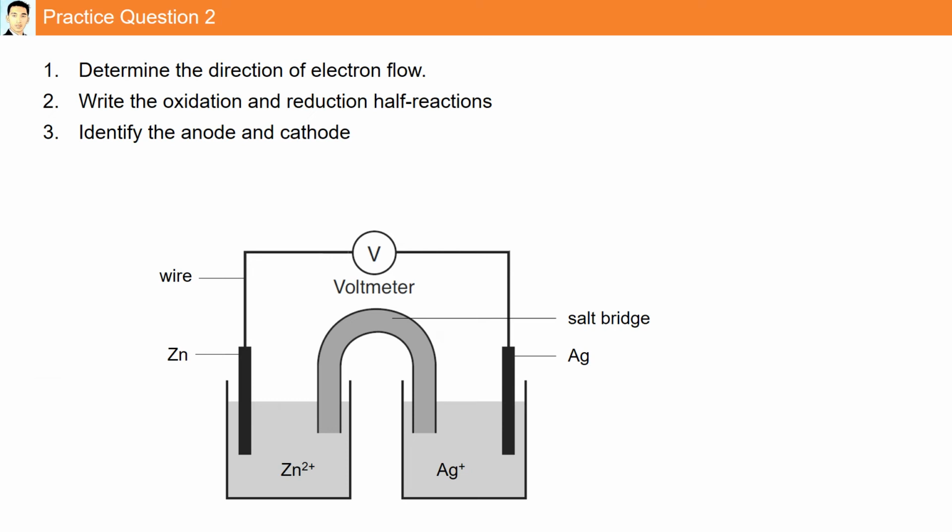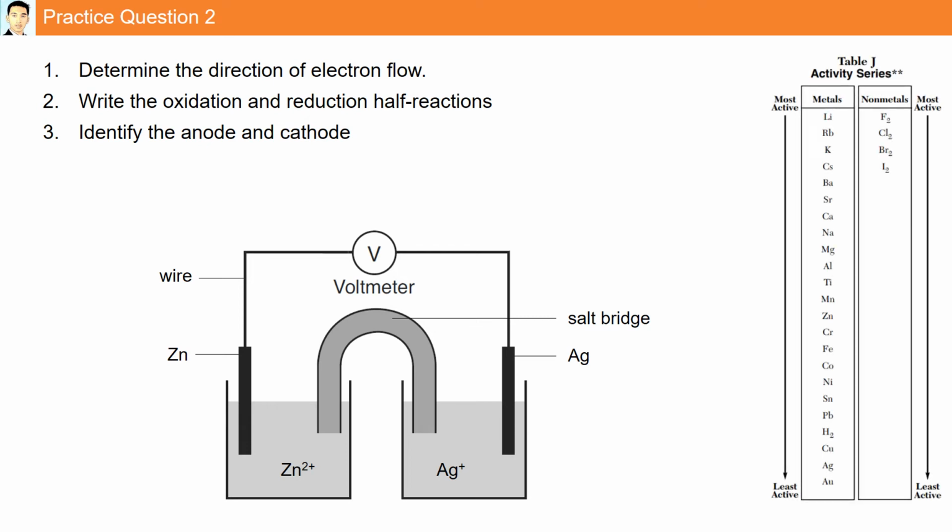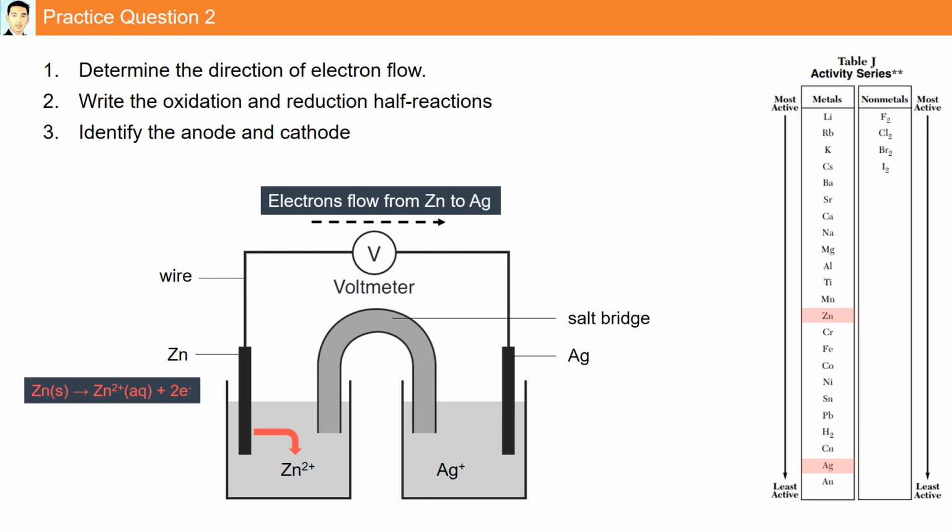Practice question 2. Determine the direction of electron flow. Write the oxidation reduction half reactions. Identify the anode and cathode. Same thing as the previous question, but in this example, we have zinc and silver. So using reference table J, we first need to determine the direction of electron flow. We identify that zinc is above silver. So the electrons are going to flow from zinc to silver. Next, since zinc is losing electrons, it's going to become Zn2+. So writing that half equation, Zn solid goes to become Zn2+ aqueous plus 2 electrons.